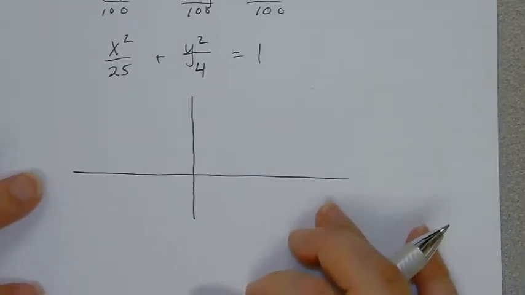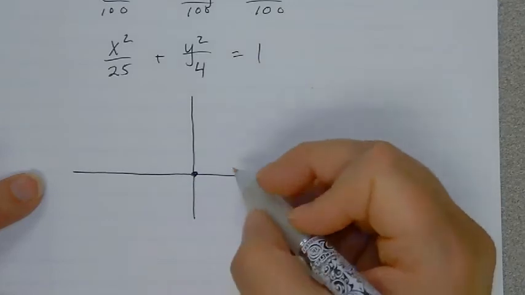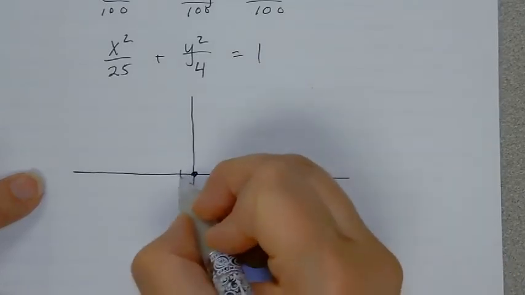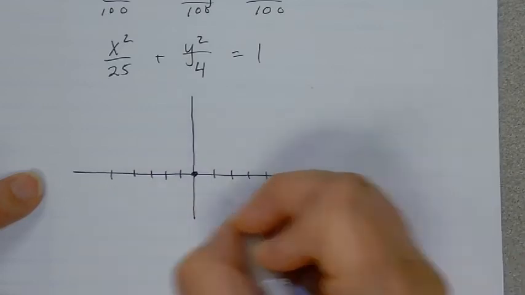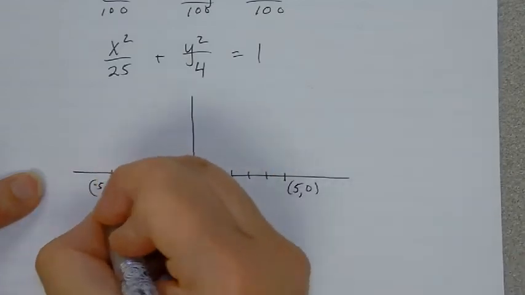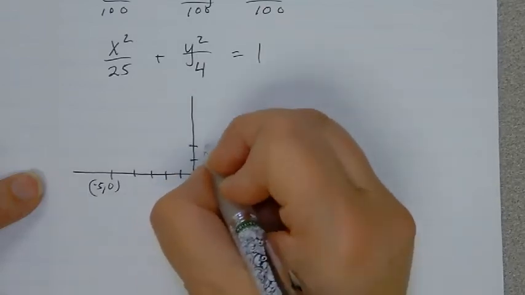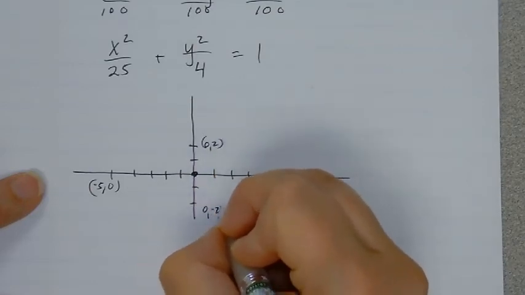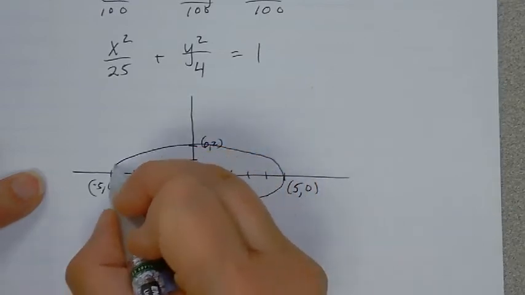So it's going to look something like this. It has a center at 0, 0, and it's going to go 5 in the x direction. So the vertex is at 5, 0, and negative 5, 0. And then it's going to go 2 in the y direction. So the ellipse is going to look something like this.